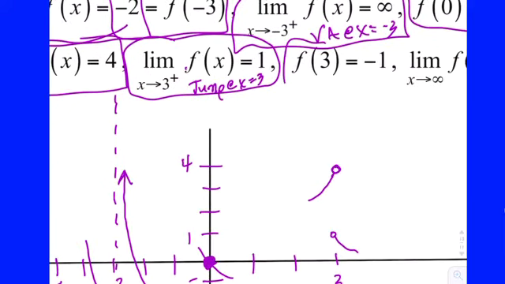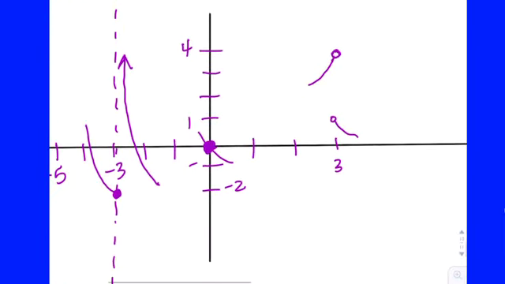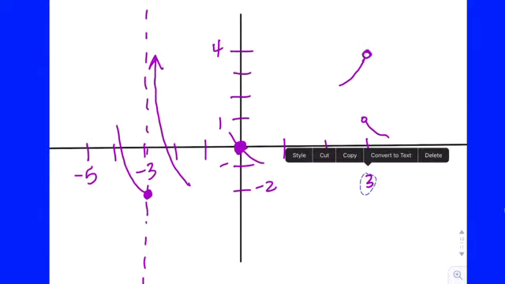And now the next piece says, hey, f of 3 is -1. That's the function value. F of 3 is -1. So let me move this label down. -1 is going to be right here. That's a solid dot. Does that affect the jump at all? No, because it's still a non-removable discontinuity.